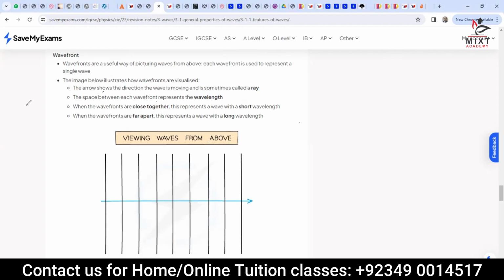And what does it mean? Let me explain. Wavefronts are a useful way of picturing a wave from above. Each front is used to represent a single wave. This line is a wavefront, okay? And the distance between two lines is your lambda. So the distance between one wavefront and the next is one wavelength. The image below illustrates how wavefronts are visualized. The arrow shows the direction the wave is moving and is sometimes called a ray.